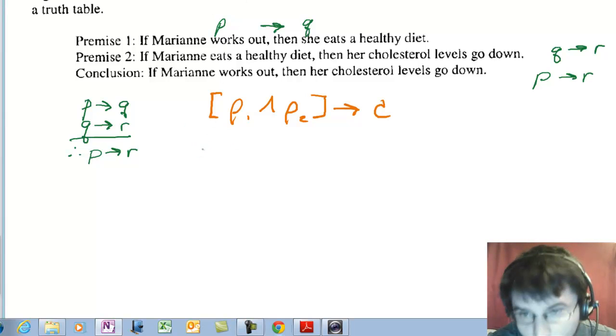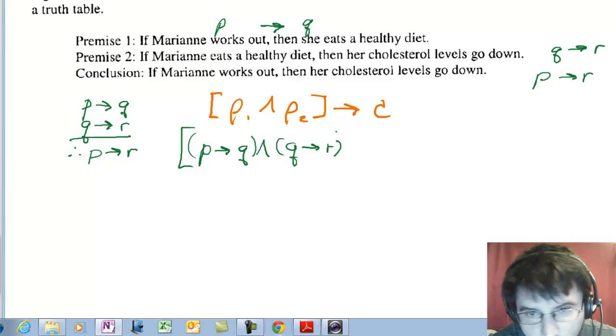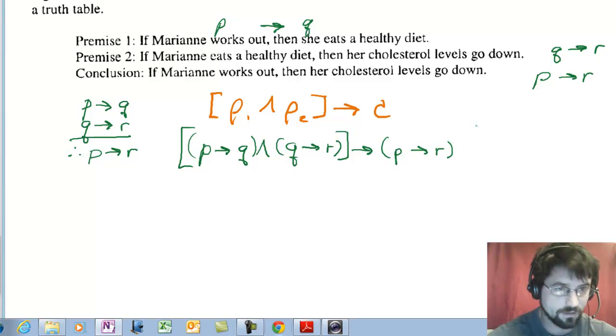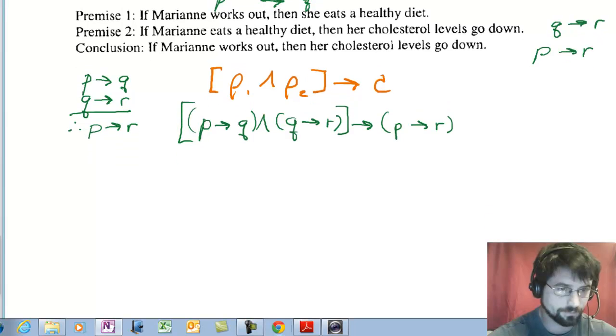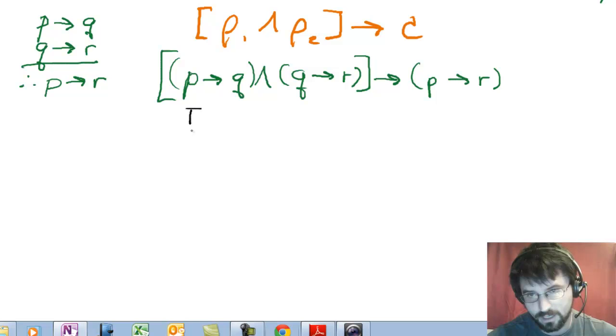First premise was if P then Q, and second premise if Q then R. It's kind of like the transitive property almost. Then if P then R. We actually did this one in class, but I'll do it again. You have 3 variables, so you're going to have 8 lines. I'll try to keep it neat. Oh, I already messed up.